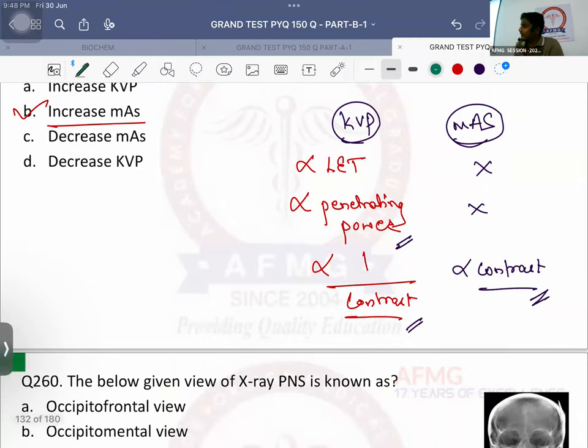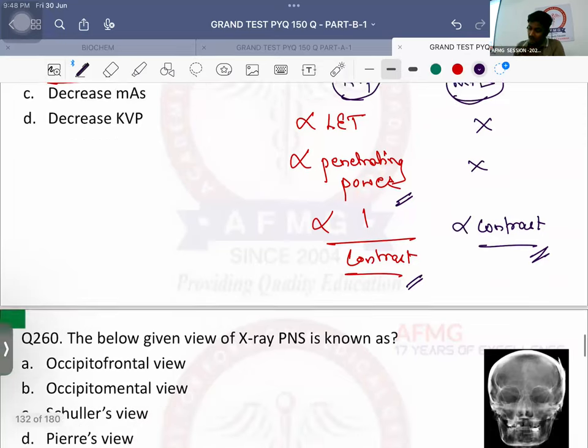Highest penetrating power is seen with which rays? Alpha rays, X-rays, gamma rays, beta rays. Highest penetrating power is seen with gamma rays. Everything else is high with alpha rays, except penetrating power. Penetrating power is highest with gamma rays. That was a previous year question.